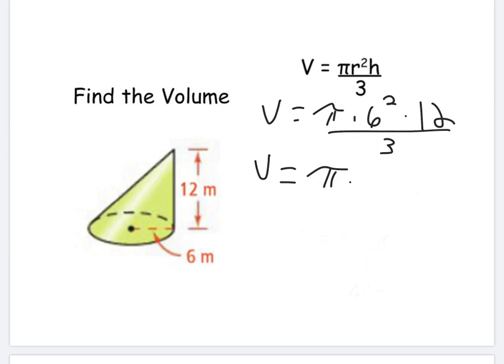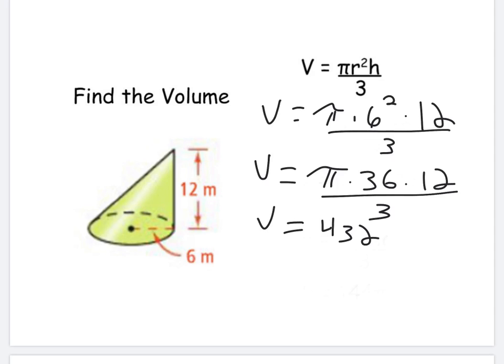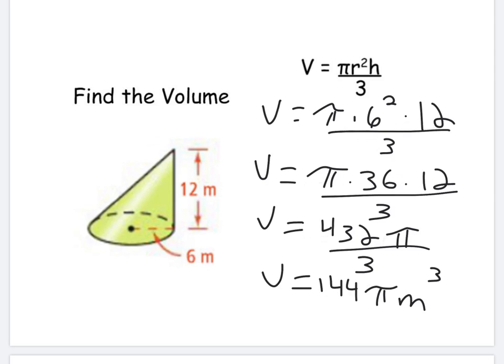I do my exponents first, so 6 squared is 36. So pi times 36 times 12 over 3. The next thing I have to do is my multiplication. So 36 times 12 is 432. And we still have our pi. And then we have to divide that number by 3. So if I divide 432 by 3, I get 144. I still have the pi. And then my units are meters cubed.